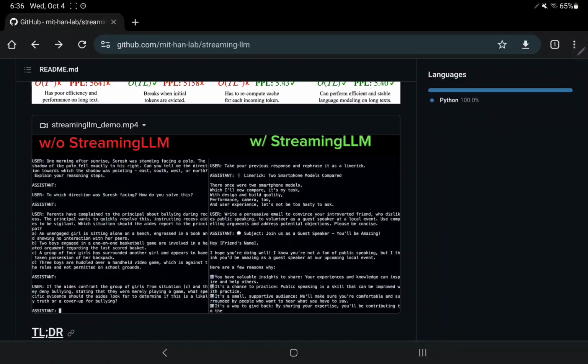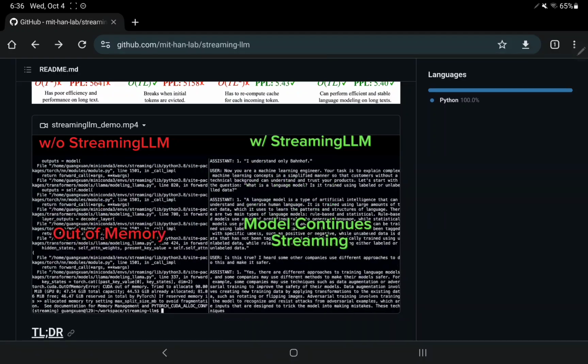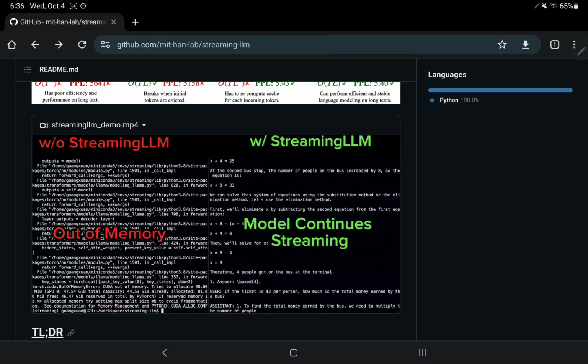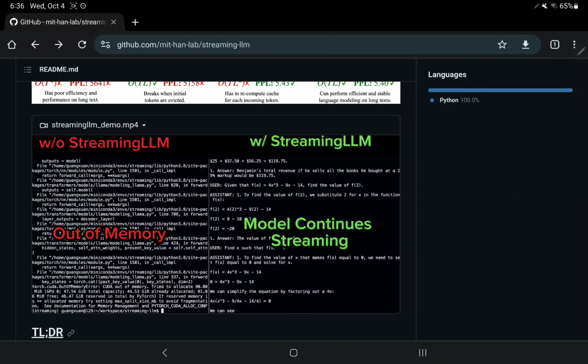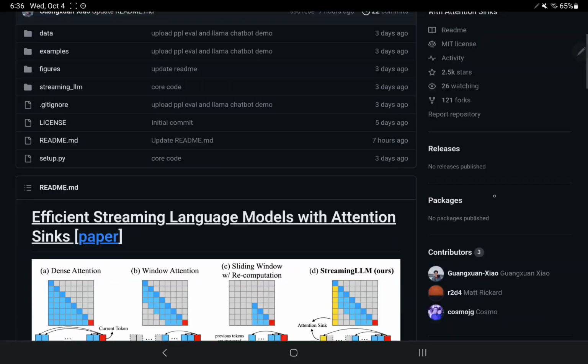Look at this model on the right. Look at it go, streaming continuous information. It's going on forever, not even running out of memory. It's amazing. Anyways, this is StreamingLLM.